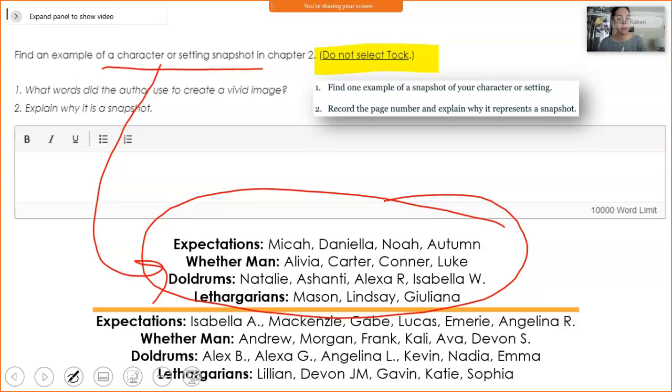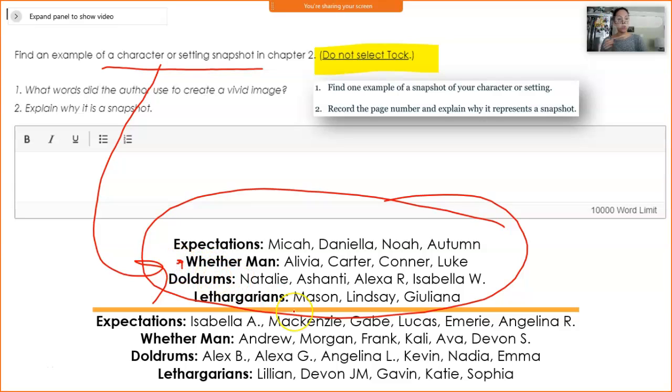Okay, now the weatherman, give me a thumbs up if you understand that the weatherman is your character. Luke, Connor, good. Olivia and Carter, give me a thumbs up. Good, Olivia. Carter, can you give me a thumbs up? So I know you understand that you are doing the weatherman.